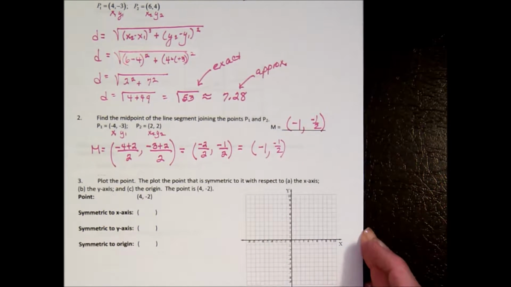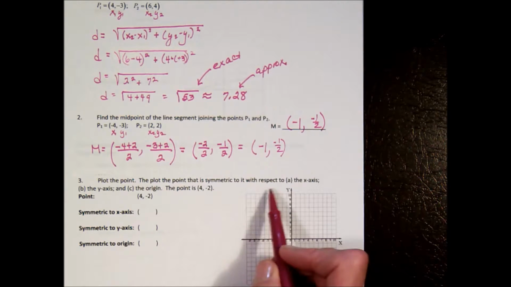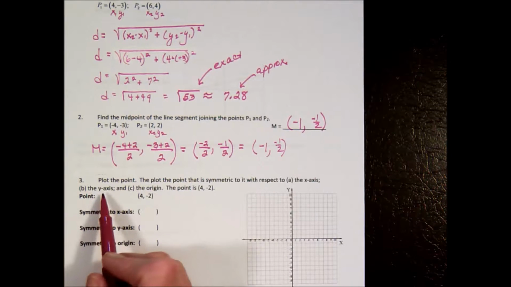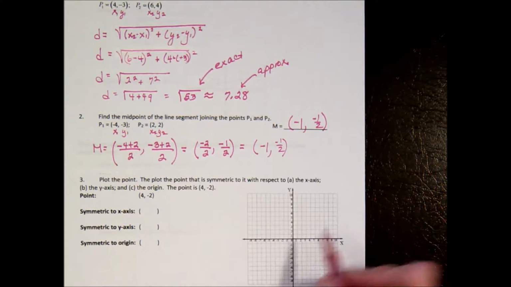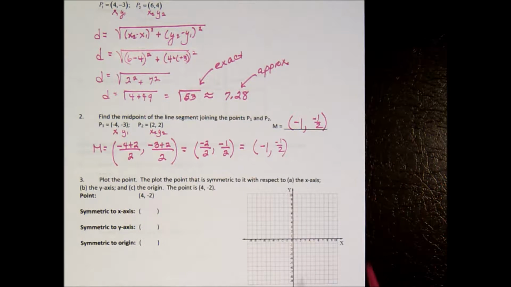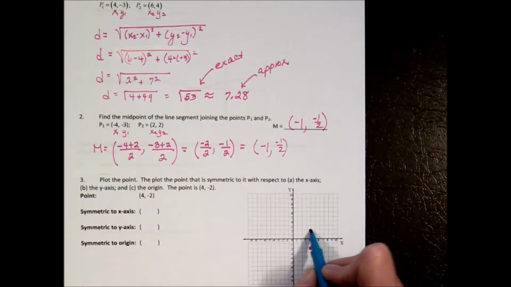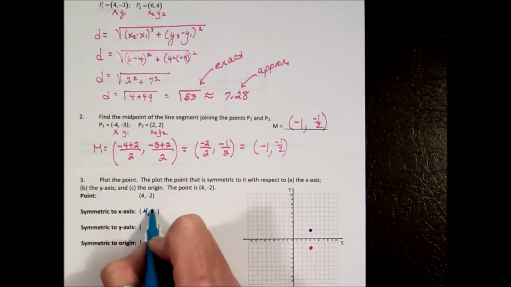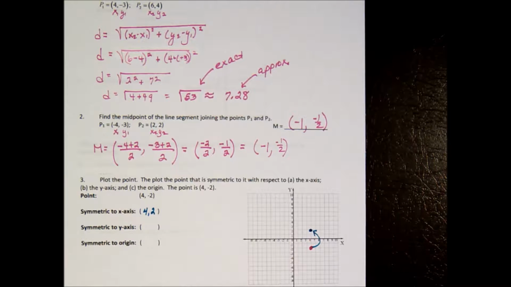All right, and number 3, it's asking us to plot the point and then plot the point that is symmetric to it with respect to A, the x-axis, B, the y-axis, and C, the origin. The point is 4, negative 2. So 4, negative 2, to plot that point, and I'm going to use different colors here so you can see, 4, negative 2 is right here. So we want to plot the point that is symmetric to the x-axis. So I'm going to flip that across the x-axis, and we have the point 4, positive 2.